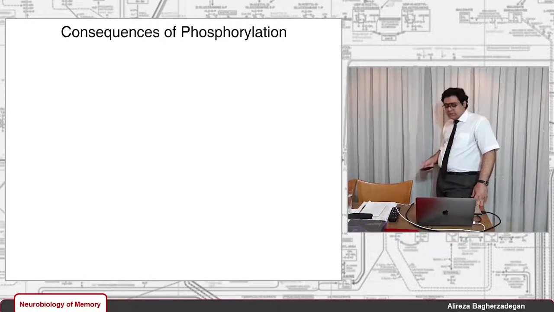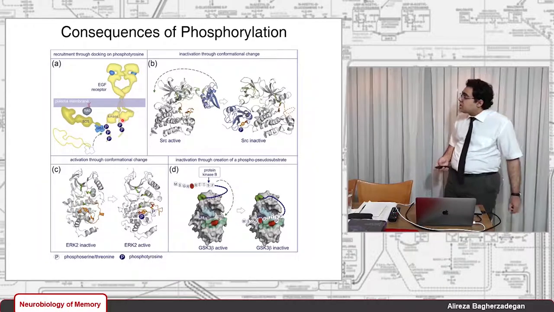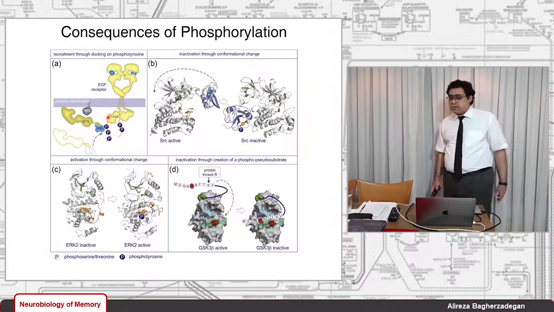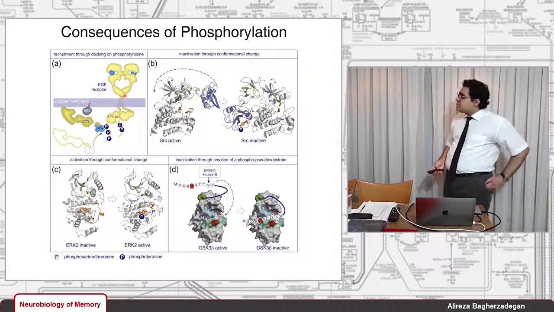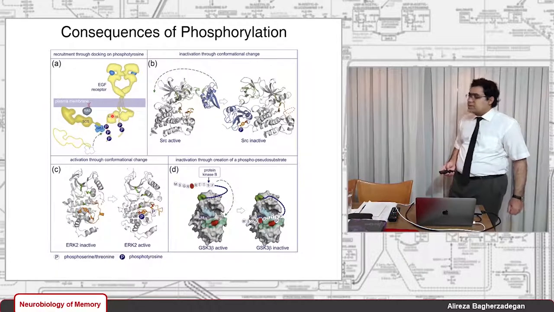Okay. Consequences of phosphorylation. I already talked about the consequences of phosphorylation: deactivating or activating a protein, causing a conformational change, causing strong interactions with hydrogen bond donors. But it's good to review some real-life examples. The very first one is an example of phosphorylation as a docking site. This is an epidermal growth factor receptor. It has a kinase domain, and a part of this kinase domain is phosphorylated. You see these phosphate groups. These phosphates act as a docking site and recruit other signaling proteins to that part so they can get activated by this kinase domain.